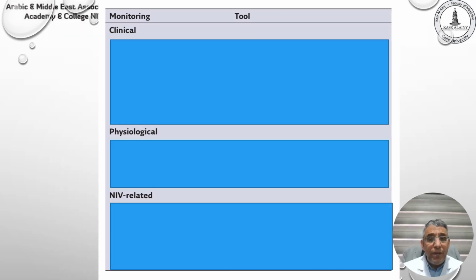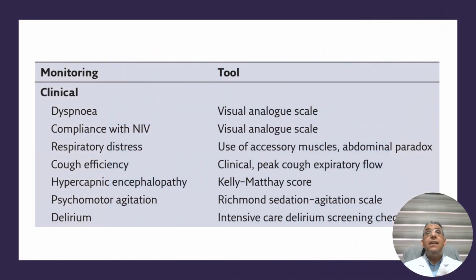So monitoring of the patient has three main domains: clinical, physiological, and NIV related. Clinical, as I said, includes comfort and compliance with NIV by visual analog scale. This analog scale is from 0 to 10: 0 is least, the patient is very comfortable; 10, the patient is not comfortable at all. The score is usually 3 or 4, which is better than 10.